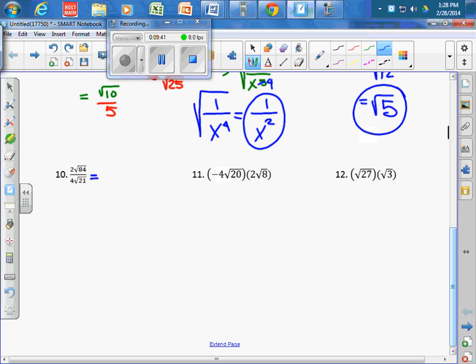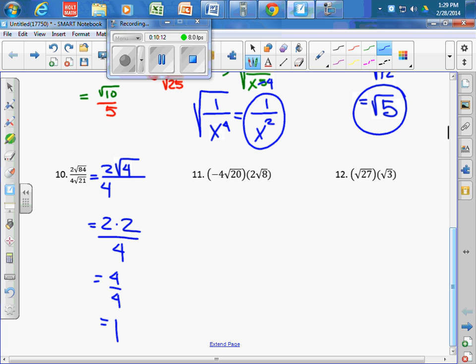I'm looking at a 2 in the numerator and a 4 in the denominator. But I also have the square root of 84 over the square root of 21, which means I can reduce that. What is 84 divided by 21? 4. So in the numerator, I'm going to have the square root of 4. What is the square root of 4? 2. In the denominator, there's still a 4. 4 over 4 is 1.